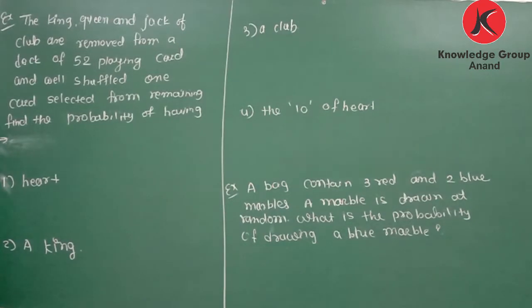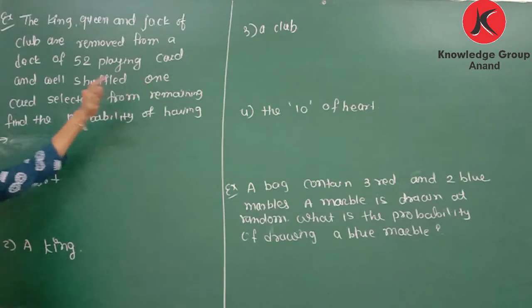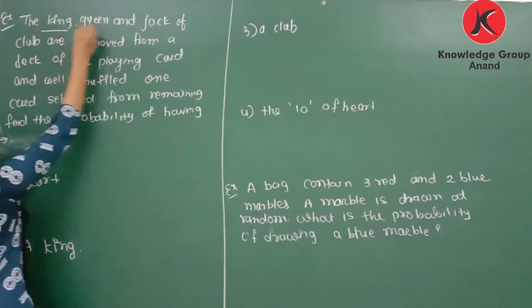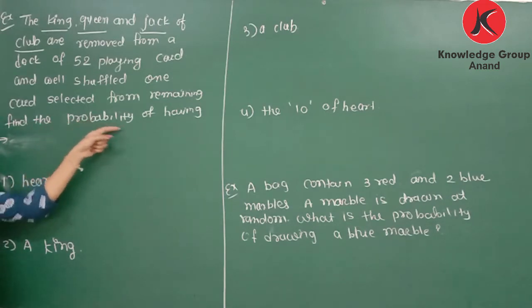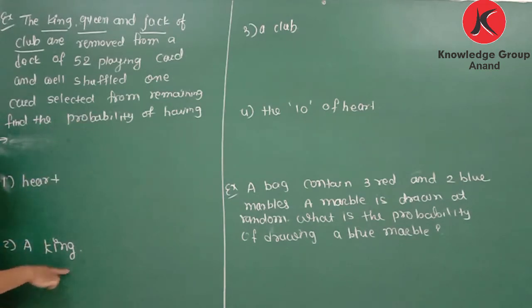Now next example, the king, queen and jack of the club. So there are 4 groups in a playing card. It can be diamond, it can be spade, it can be heart or it can be club. So king, queen and jack of club are removed from the deck of 52 playing cards. 3 cards are removed. After shuffling, 1 card is selected from the remaining cards. Find the probability of having a heart, a king, a club and the 10 of heart. So if we remove 3 cards, then how many remaining cards?